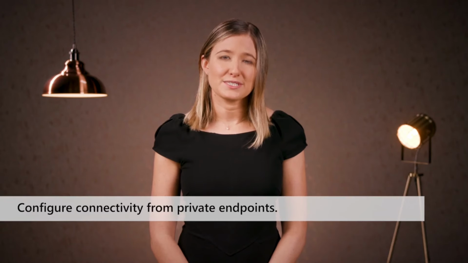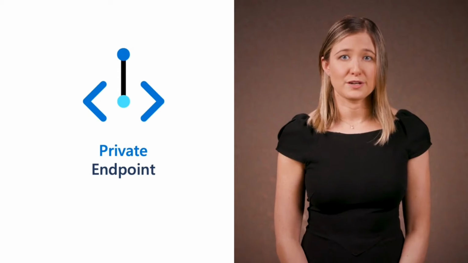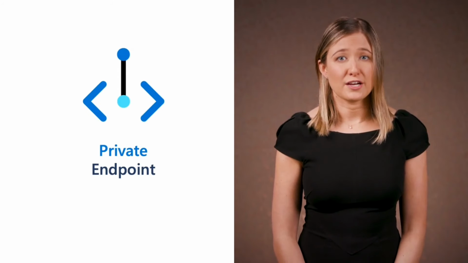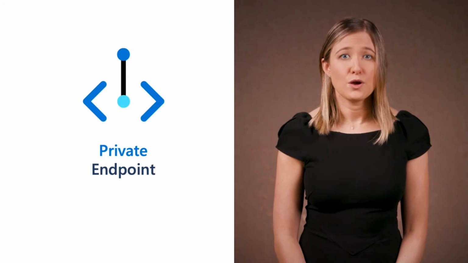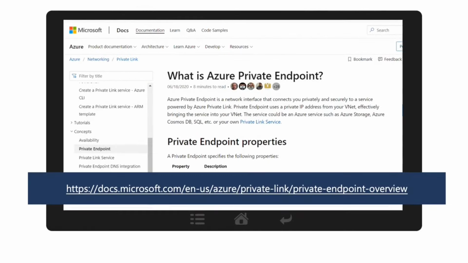Azure Private Endpoint is a network interface that connects you privately and securely to a service powered by Azure Private Link. Private Endpoint uses a private IP address from your virtual network, effectively bringing the service into your virtual network. The service could be a Microsoft Azure service, such as Azure App Service, or your own private link service. For detailed information, read, "What is Azure Private Endpoint?" There is a link to this document from the additional readings at the end of this lesson.